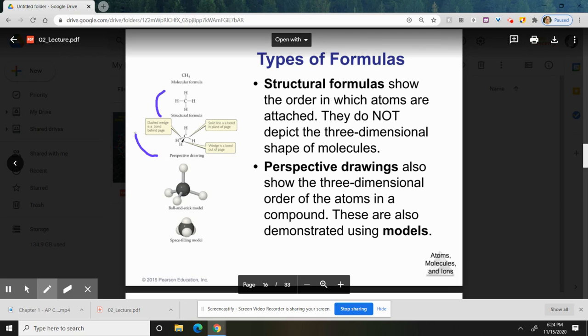Now, to take those perspective drawings and make them a little bit more realistic, sometimes you get either the ball and stick model or the space filling model. So these, again, show that same perspective. They try to accurately depict the shape of the molecule, but in a little bit more realistic form than the drawings.